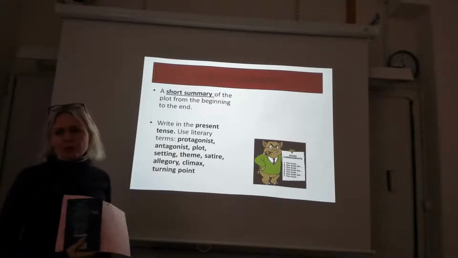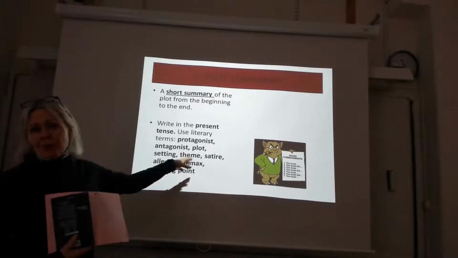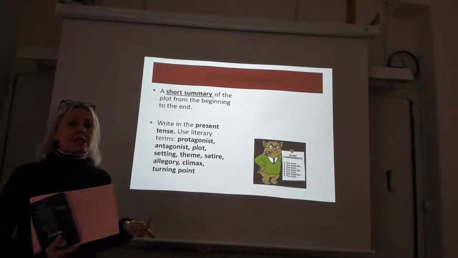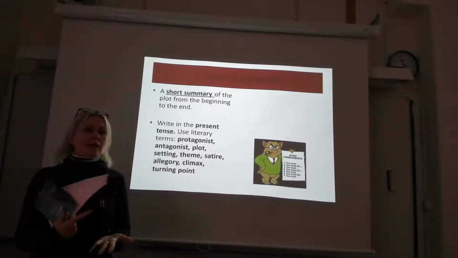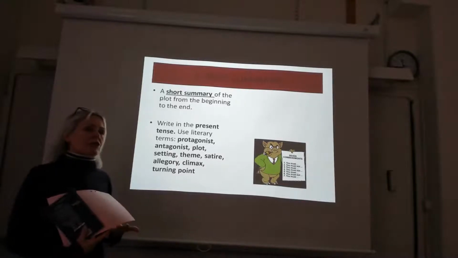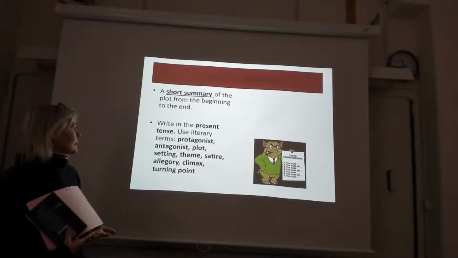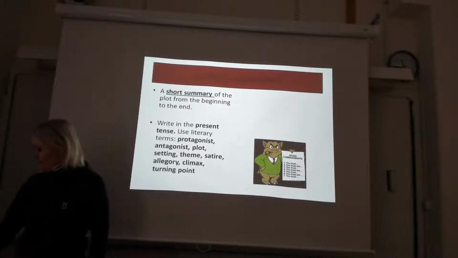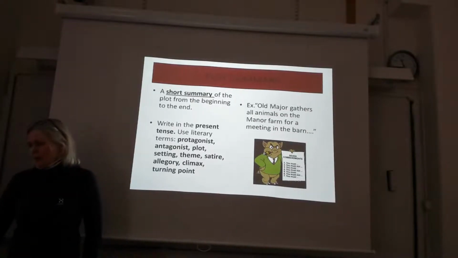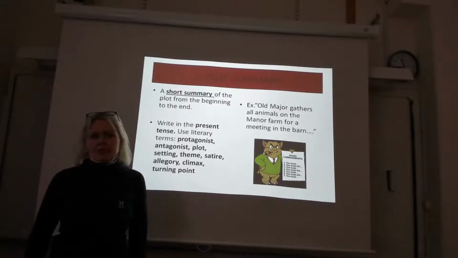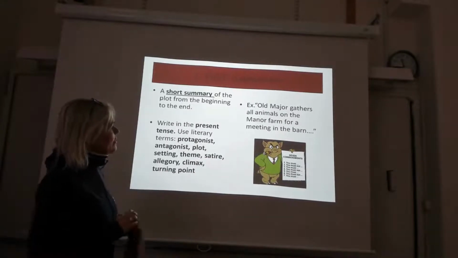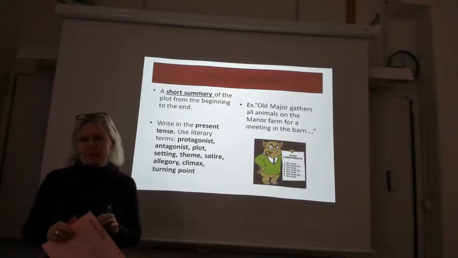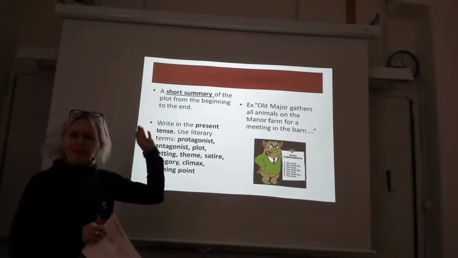You should try to use in this paragraph throughout the text some literary terms such as protagonist, antagonist, setting, climax, turning points, allegory, etc. For instance, Old Major gathers all the animals in the Manor Farm for a meeting in the barn, the present tense, holding the 7 commandments.